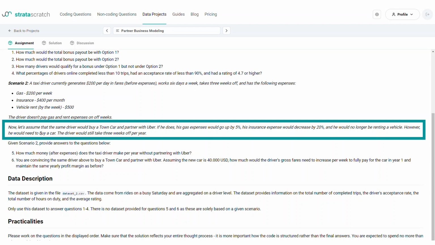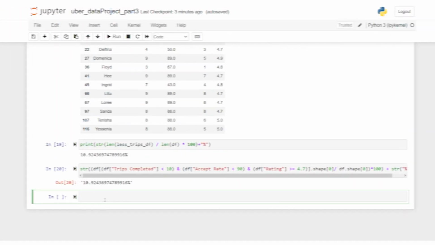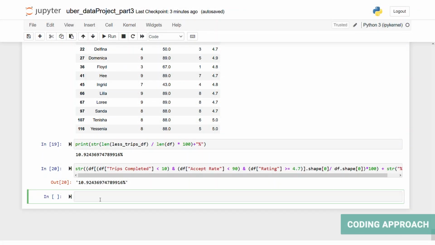However, we need to buy a car, so this driver would still take 3 weeks off per year. Given scenario 2, provide answers to the questions below. Fifth question: how much money after expenses does this taxi driver make per year without partnering with Uber? So the key here is without partnering with Uber. Let's first solve this question. So the question asks us to calculate the taxi driver's net earnings per year.